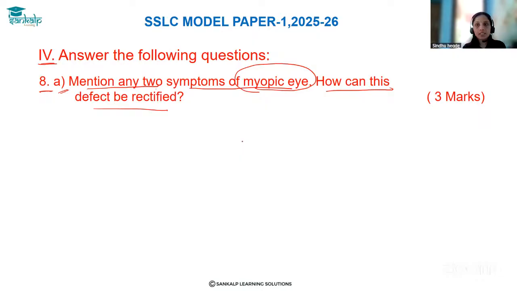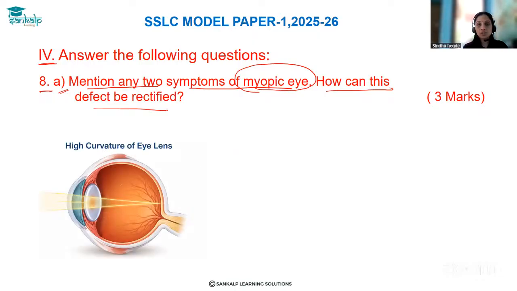We know what myopia is. Myopia is commonly called short-sightedness, right? Then what are the symptoms of a myopic eye? That is the question. And how to rectify the defect. See, this is the structure of our eye. Mainly our eye contains a lens. This is a very important part of our eye, the lens.